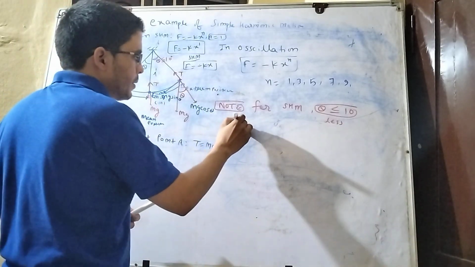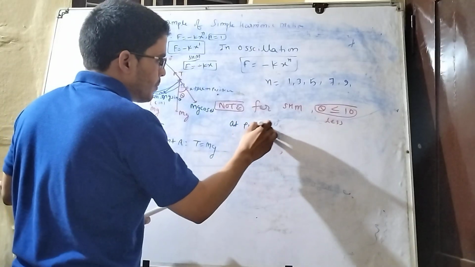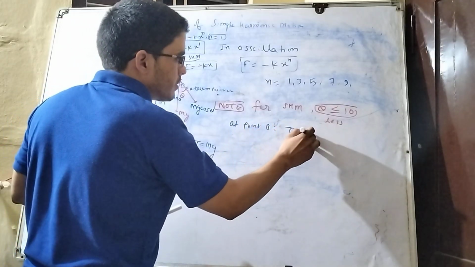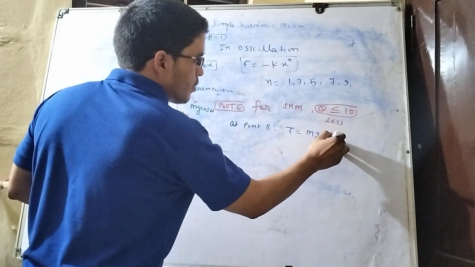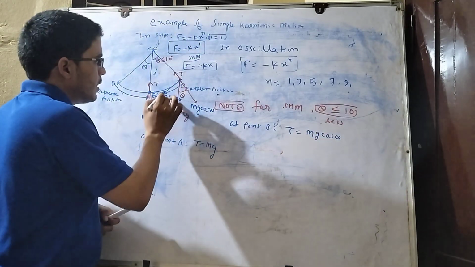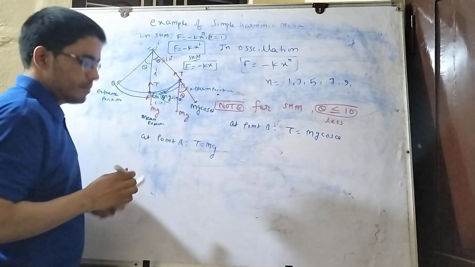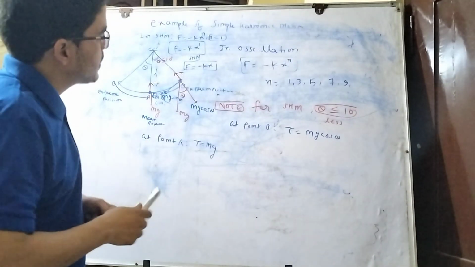So at point B, tension equals mg cos theta. You know that mg sin theta, actually what is the problem here?